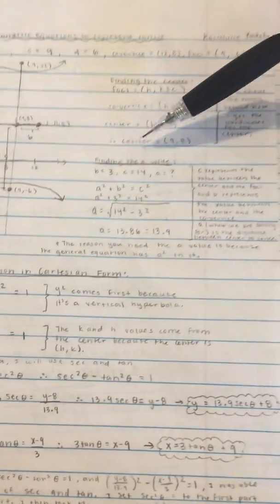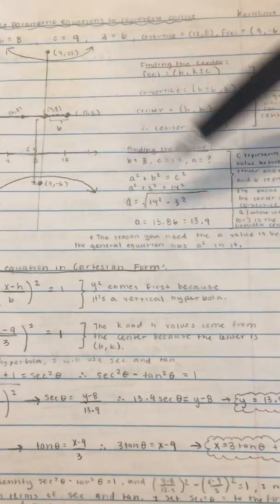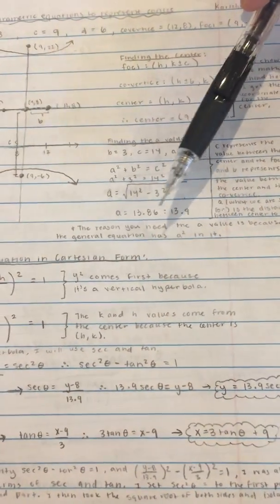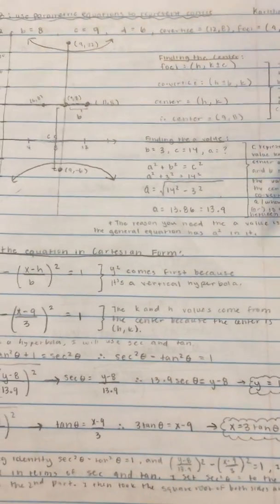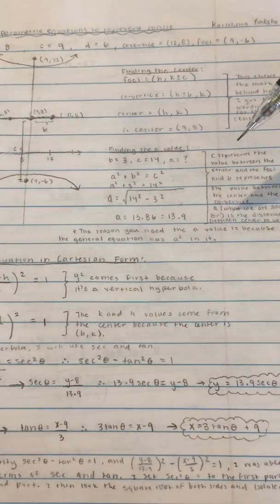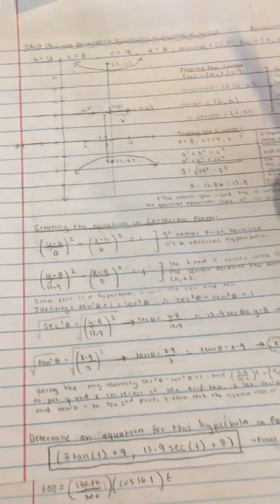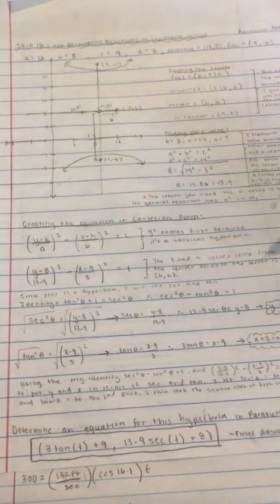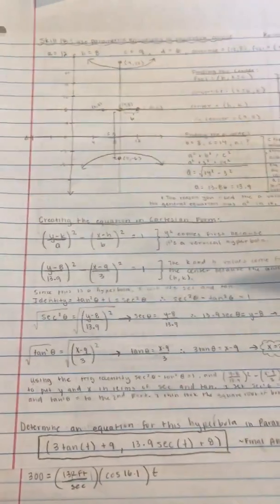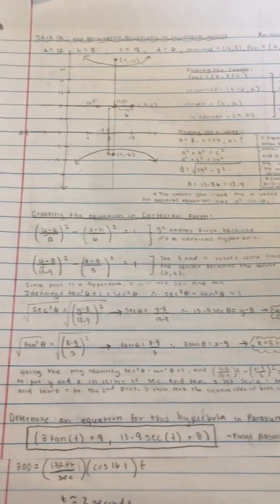So the next step was to find the a value. So I just used the Pythagorean theorem, did my squares and my square roots, and I got a to be 13.9. And so the reason you need the a value is because the general equation has the a squared value in it. So now when you're creating the equation in Cartesian form, the y squared comes first because it's a vertical hyperbola. So that's why it was important to first identify if it's a vertical hyperbola or a horizontal one.